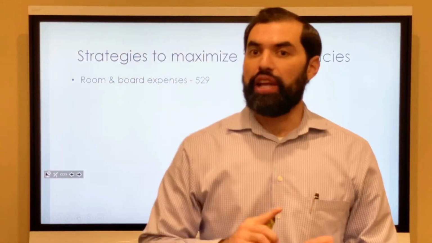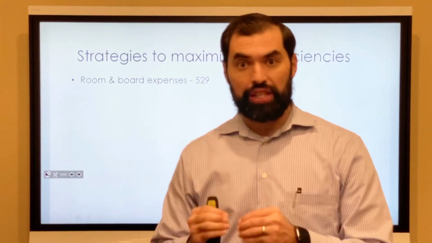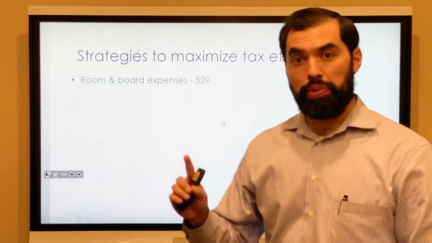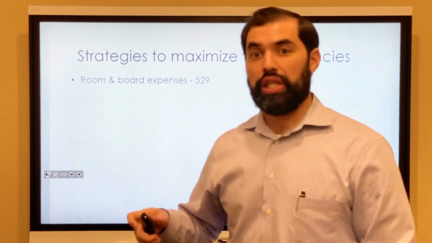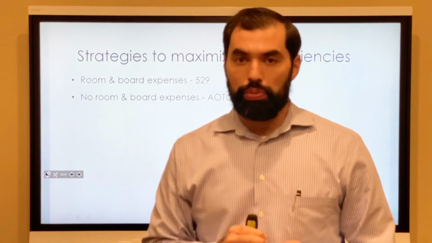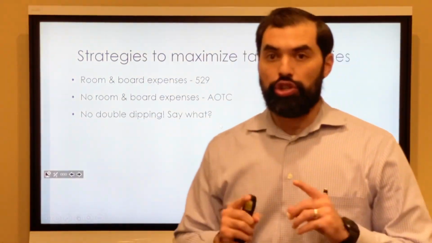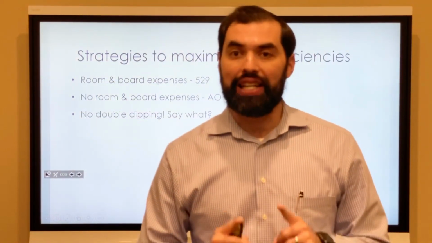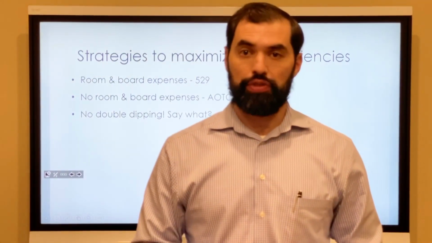Now it's time for the fun part, the meat and potatoes. Qualified education expenses differ between the AOTC and 529, so this is how we can use it to our advantage to maximize the tax efficiency. Room and board expenses you can use for the qualified distribution from 529s. However, you cannot use room and board expenses to take the AOTC. And there's no double dipping. In other words, you cannot take the AOTC for expenses that you took a qualified distribution from the 529 for.